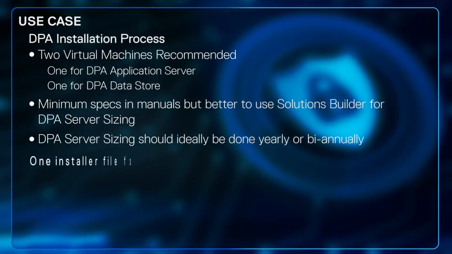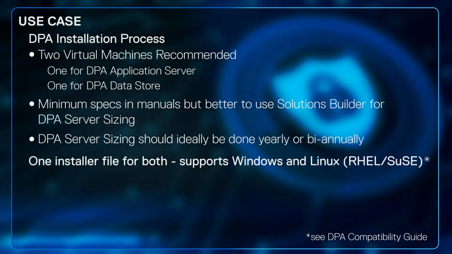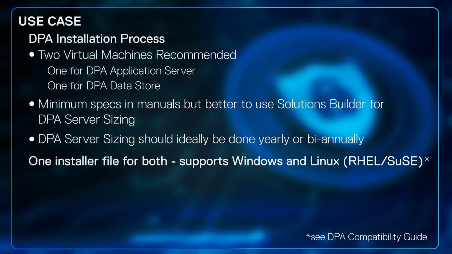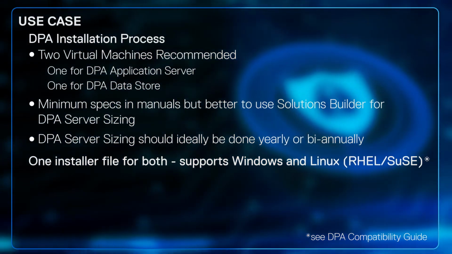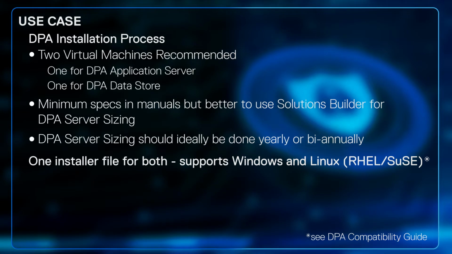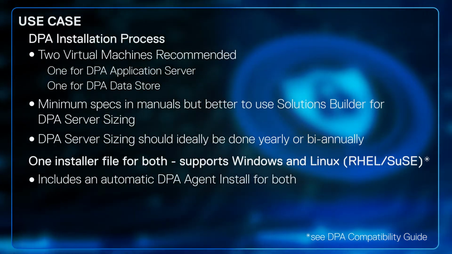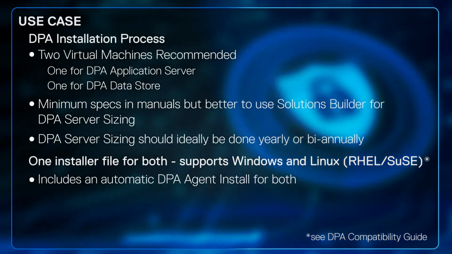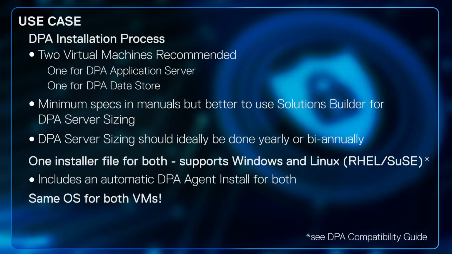There's one installer file for both virtual machines. The installer supports both Windows and Linux, Red Hat Enterprise Linux or SUSE flavors. Please see the DPA compatibility guide for respective supported releases. The installer file also includes an automatic install of the DPA agent for both servers. Please use the same operating system for both virtual machines.